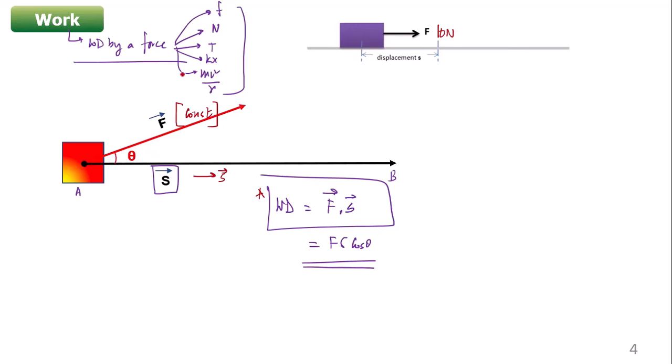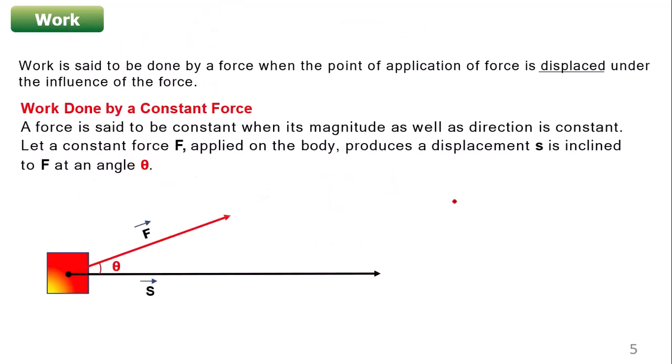Force is given. The direction of the force vector and the displacement vector make an angle theta. You have to take that into consideration, and depending on that, calculate the work done by this force. If several forces are acting on this particular body, for all the forces you have to apply the same formula, provided the forces are constant. This is the final expression.